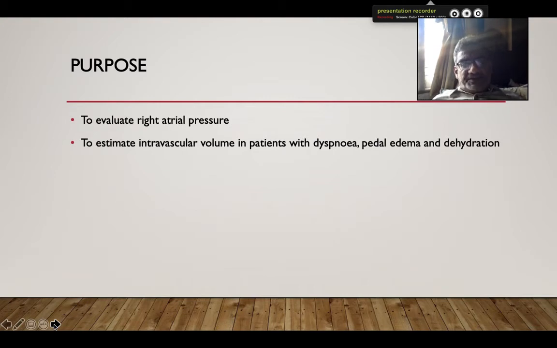Another important piece of information from looking at the neck veins is an estimate of the intravascular volume, especially in patients with dyspnea and pedal edema and patients on diuretics. So these are the two important aspects: one is the right atrial pressure and indirectly the right heart failure, and the other is the intravascular volume status. These are the two important purposes.